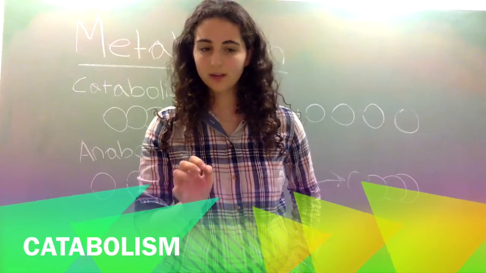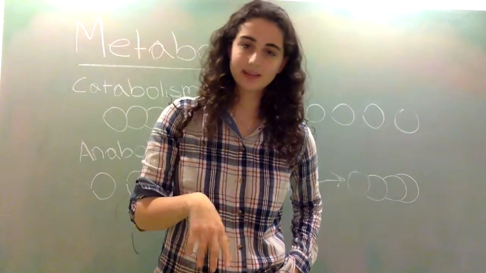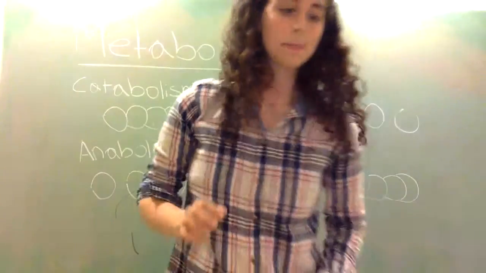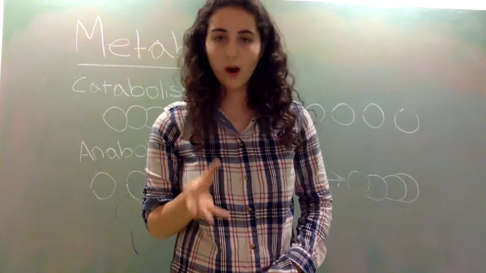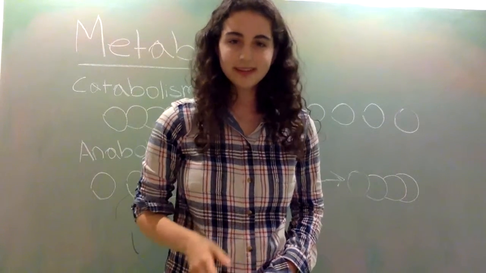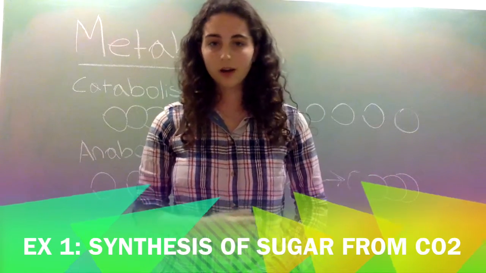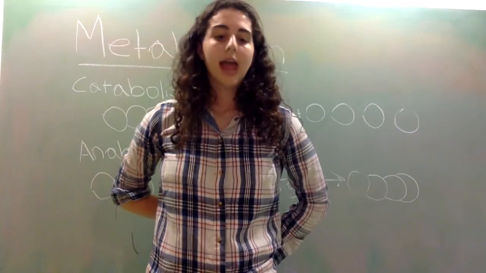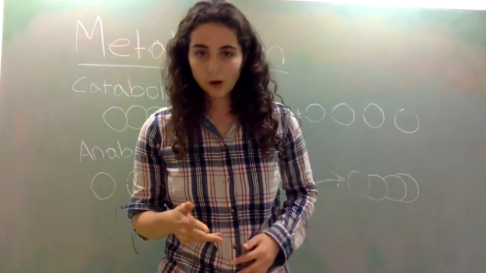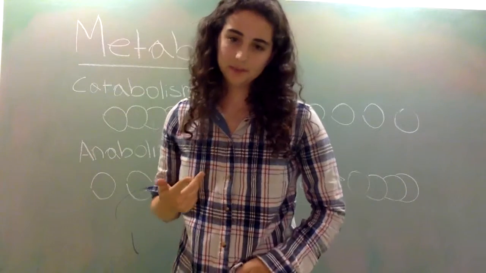Catabolism is the process in which molecules are broken down, releasing energy, while anabolism is the exact opposite, the forming of new molecules. Anabolism also requires energy, while catabolism makes it. Two examples of anabolic pathways are the synthesis of sugar from CO2 and the synthesizing of proteins from amino acids. Anabolic processes are essential to the survival of a cell and are constantly occurring.